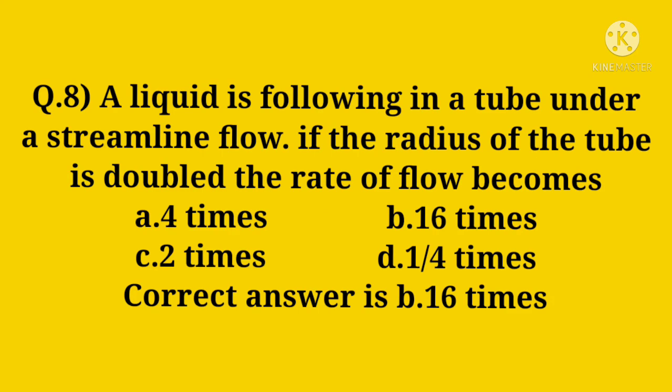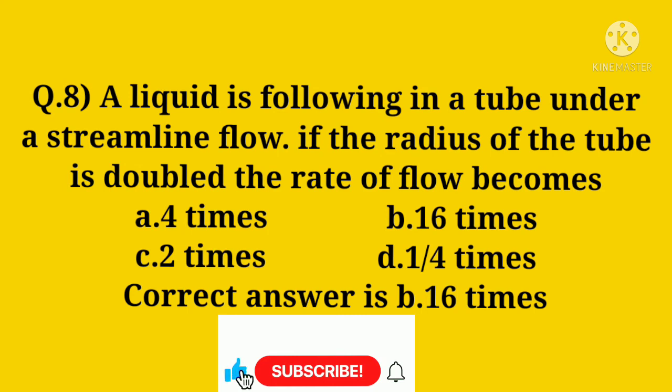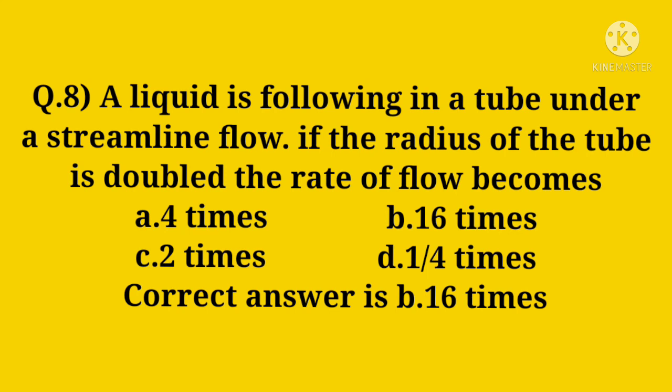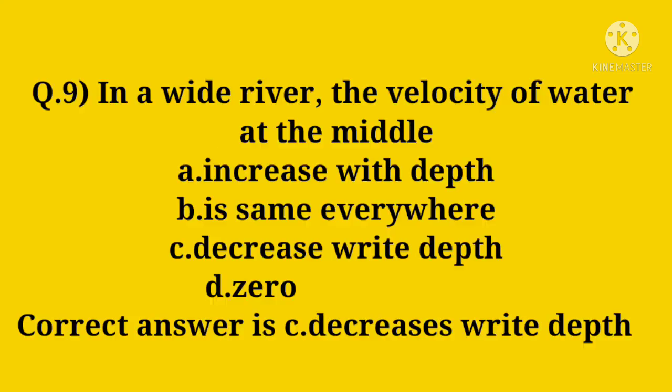Question number 8. A liquid is flowing in a tube under a streamline flow. If the radius of the tube is doubled, the rate of flow becomes: option A 4 times, B 16 times, C 2 times, D 1 by 4 times. The correct answer is B, 16 times. Question number 9. In a wide river, the velocity of water at the middle: option A increases with depth, B is same everywhere, C decreases with depth, D is 0. The correct answer is C, decreases with depth.